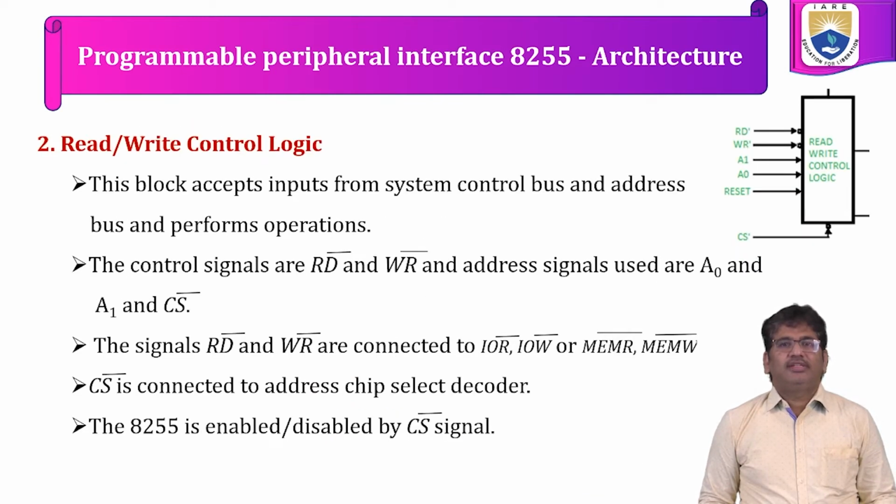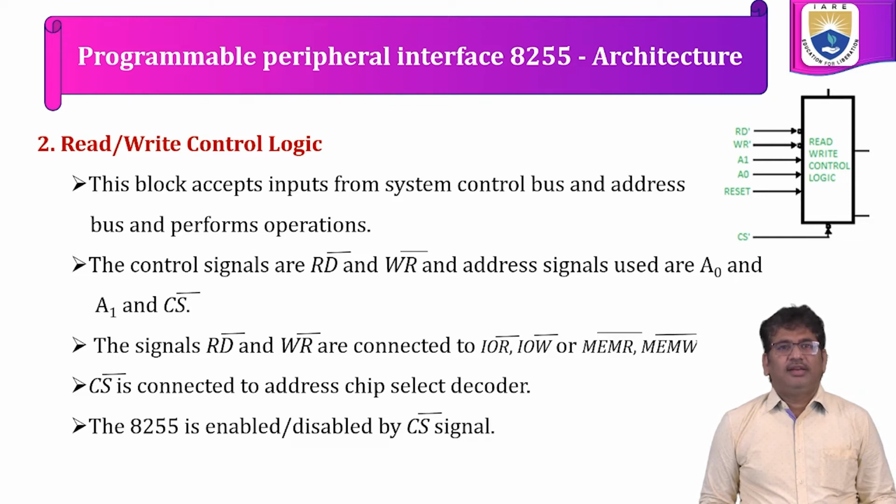The next block is a read-write control logic. This block accepts inputs from the system control bus and address bus and performs various operations. The control signals are read bar and write bar, and the address signals used are A0 and A1. Along with these, to enable the 8255, we have the chip select pin.